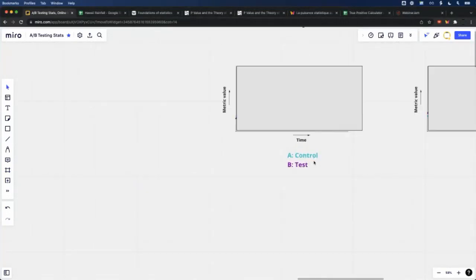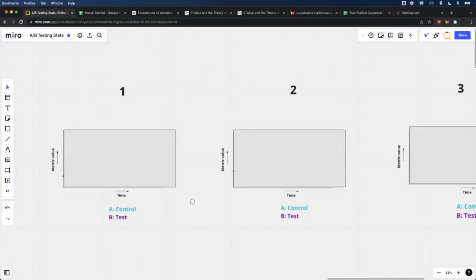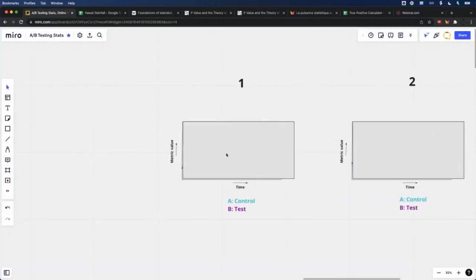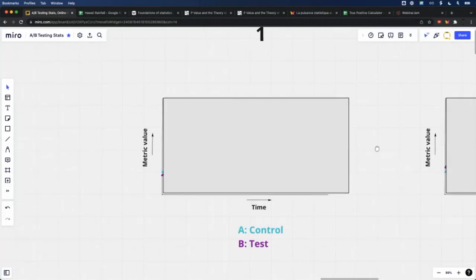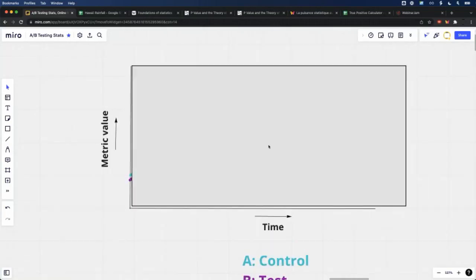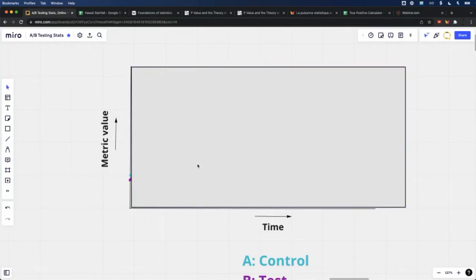I have here three different charts that are hidden. Think about that experiment that you just saw for Google. This is a chart with a metric value on the y-axis and time on the x-axis. I've covered the chart deliberately, and I want to simulate how things actually work in our online world.